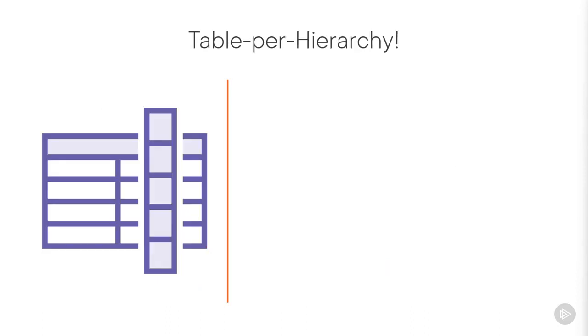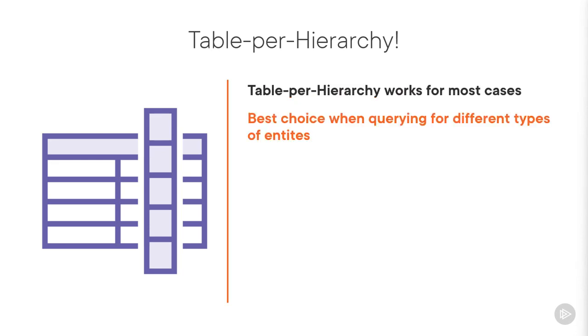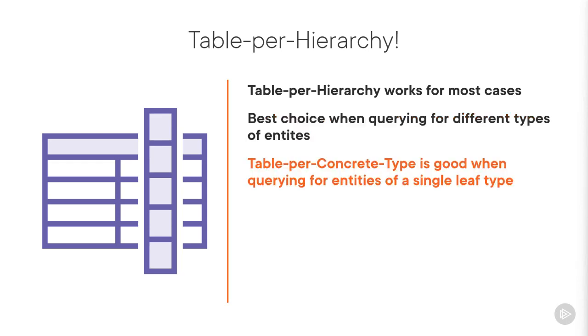So to sum this up, table per hierarchy is probably the go-to strategy for most applications. It's versatile, it has good performance characteristics, and it is less complex than, for example, the table per concrete type strategy. And it is definitely the best choice in scenarios where we want to query for entities of different types at the same time, because it does not involve any joining of tables. An example of such a scenario is when we want to run queries that query for the base type of our inheritance hierarchy. As mentioned, the table per concrete type strategy might also be worth considering in certain cases, especially when we're mostly querying for entities of a single leaf type.